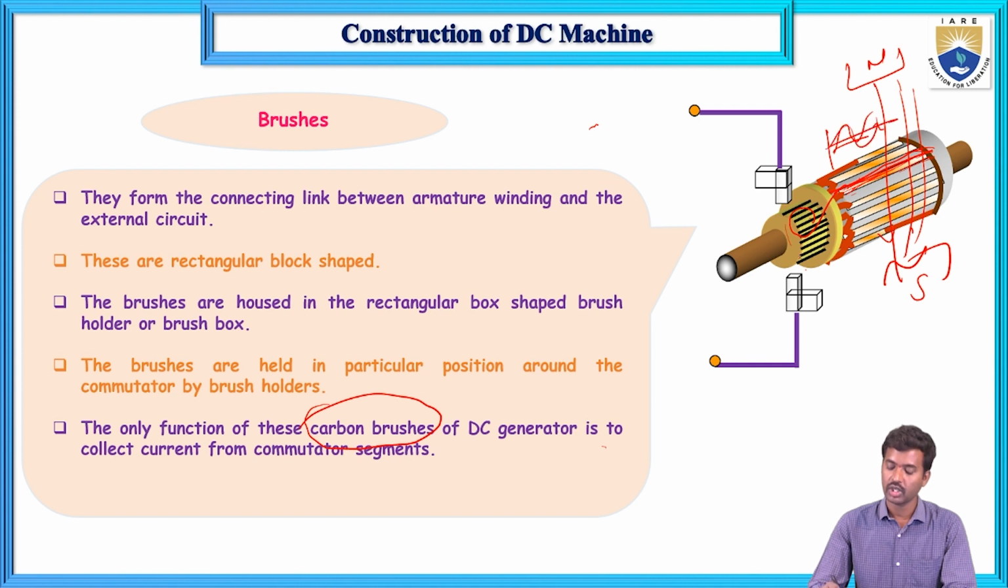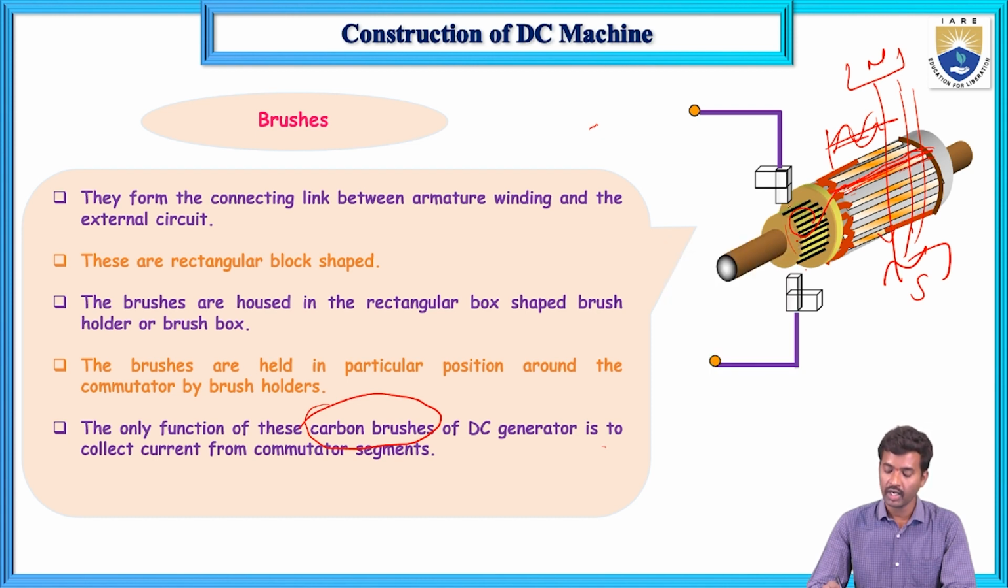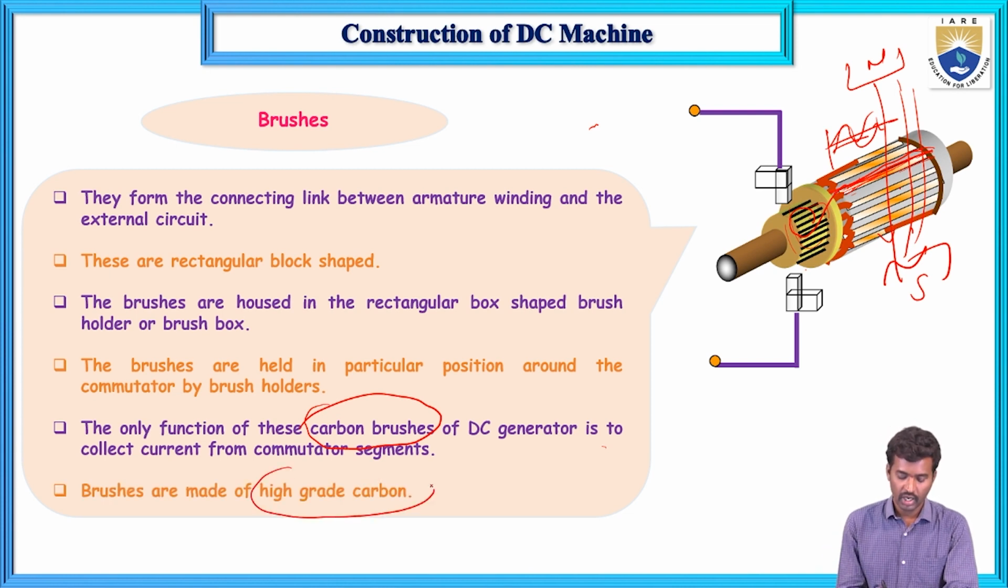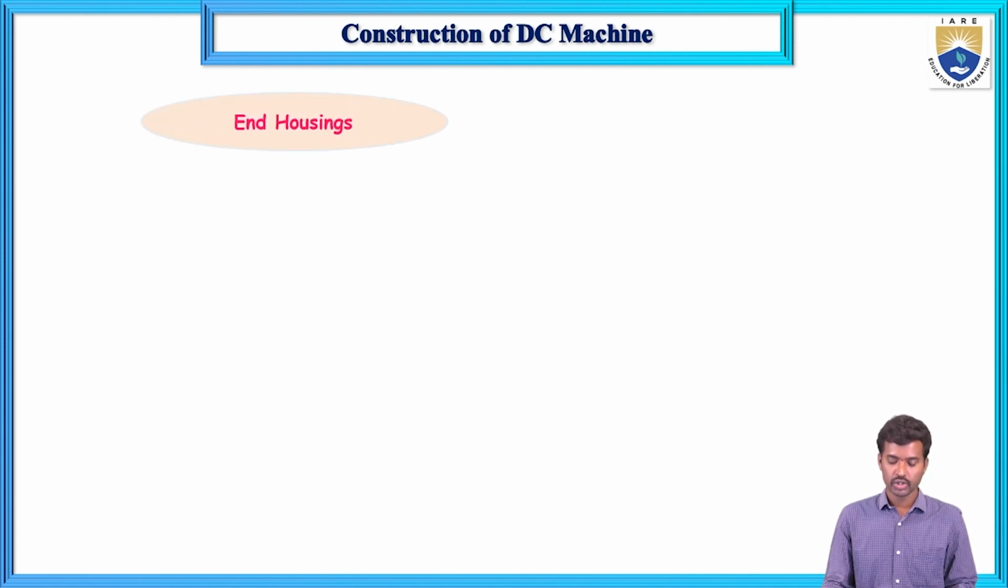Now the commutator segments convert the alternating EMF to unidirectional EMF, and the brushes collect these currents from the commutator segments and give them to the stationary external circuit. These are made of high grade carbon material only. Carbon material is used for brushes.